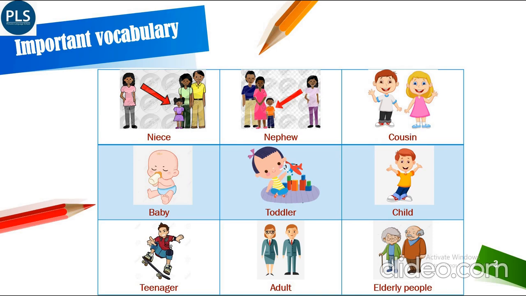Then we have adult. Adult is an older person, like your teacher, your father, your mother, and all the older people in your life. Last word, elderly people. Elderly people are older people, like your grandparents.